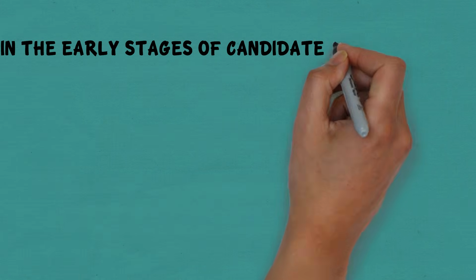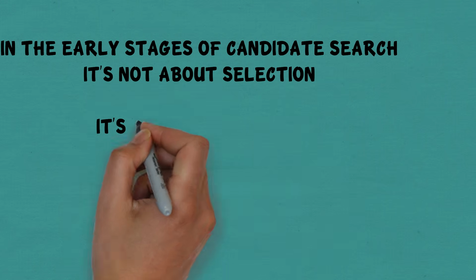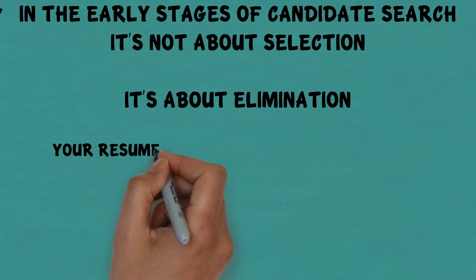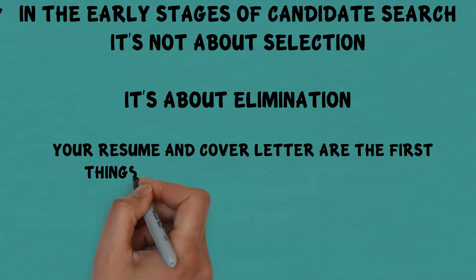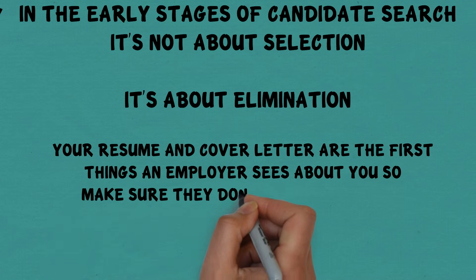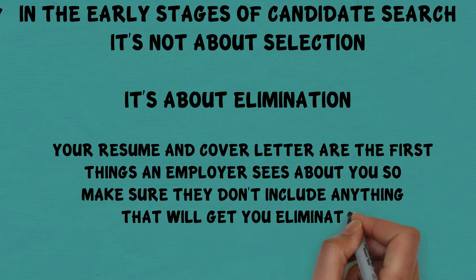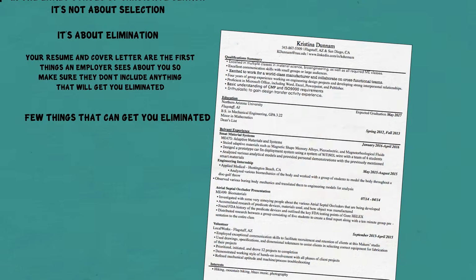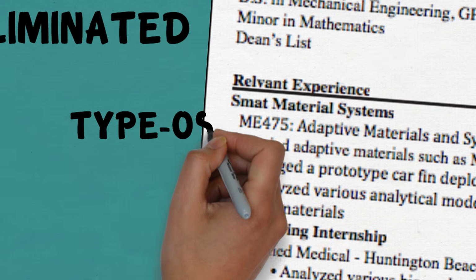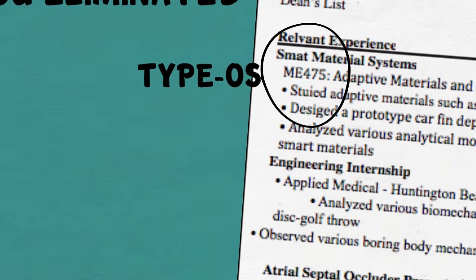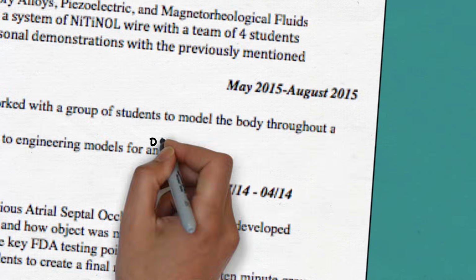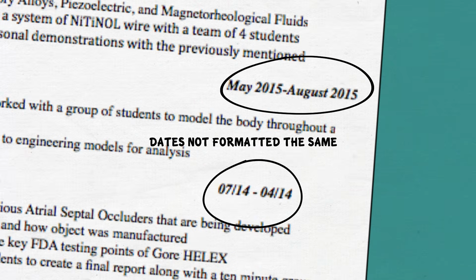The process for an employer is not about selection, it's about elimination. And since your resume and cover letter are many times the first thing an employer sees from you, it's very important to ensure that nothing in your resume or cover letter is likely to get you eliminated from the stack. Here are a few things that could get you eliminated. 1. Any typos whatsoever. 2. Inconsistent formatting, such as bullet points that don't line up or dates that aren't formatted the same.